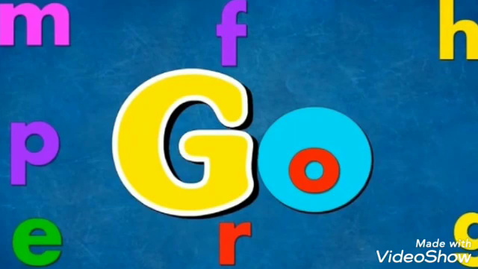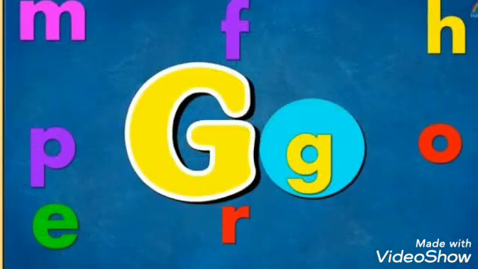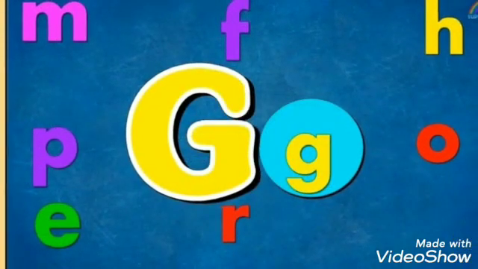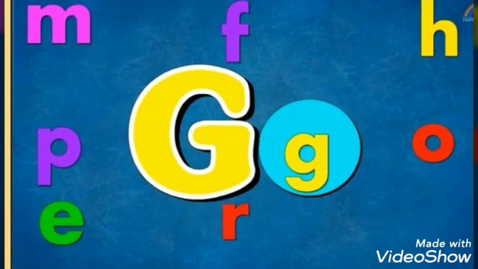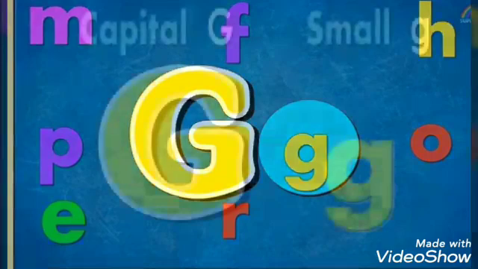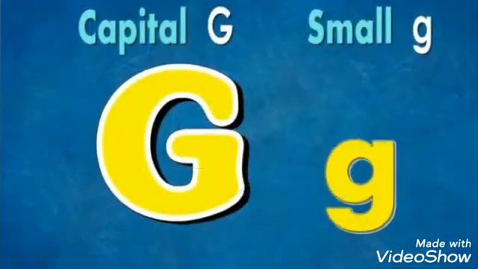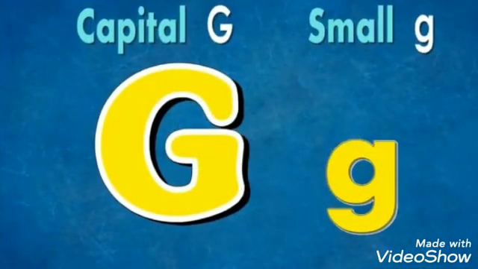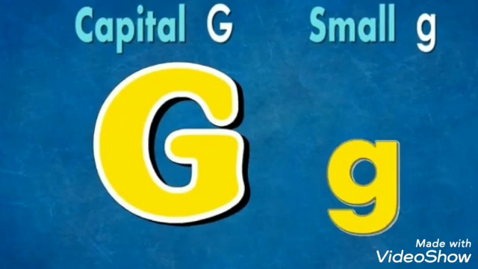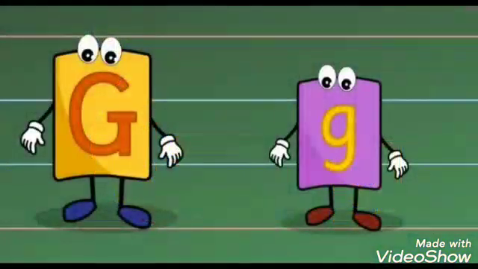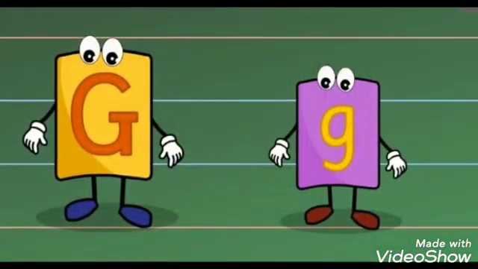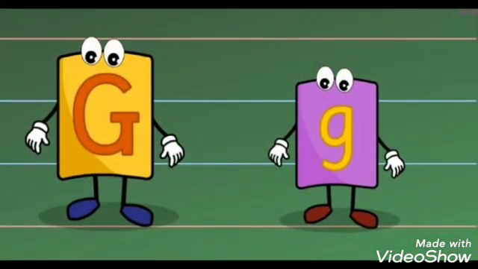No, you're right. It's not G. This is G. Yes. Very good, children. This is small letter G. This one is capital G and this one is small letter G. Understood, children? Capital letter G and small letter G together.